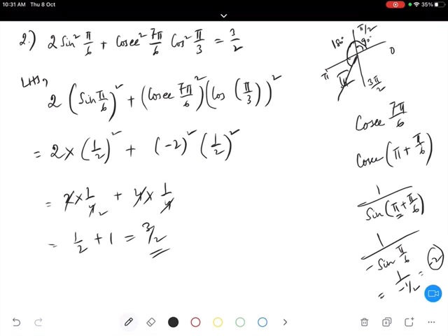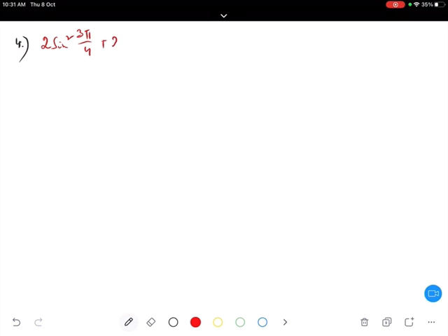Question number 3 is homework. Let's do question number 4. Question number 4 is 2 sine square 3 pi by 4 plus 2 cos square pi by 4.